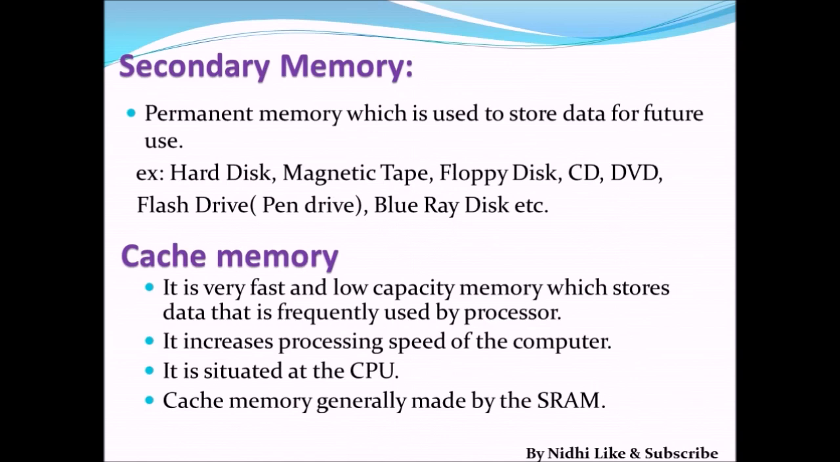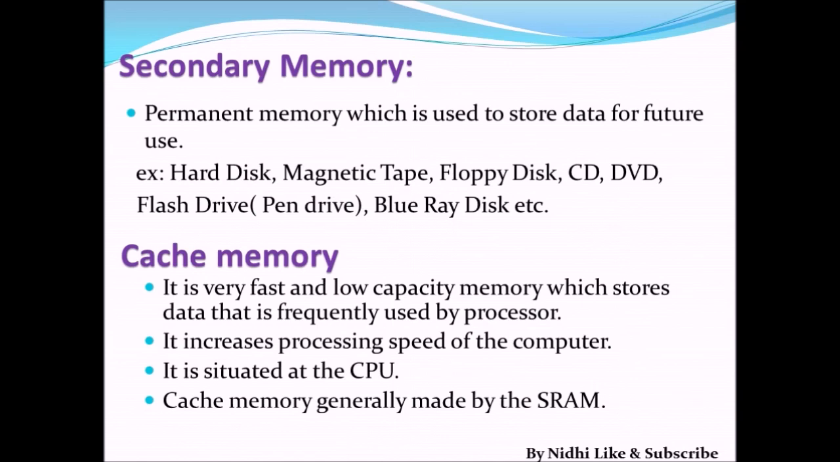Next memory is cache memory. Cache memory is the fastest memory, and it is used for increasing the processing speed of a computer, and it is situated at the CPU. Cache memory is generally made of static RAM. So this cache memory we can include in the primary memory also. The main categorization is primary and secondary, and cache is also sometimes written in the book as a third memory. Okay, so that's it about the types of memory.